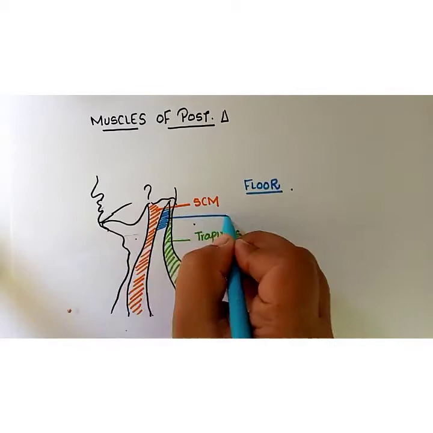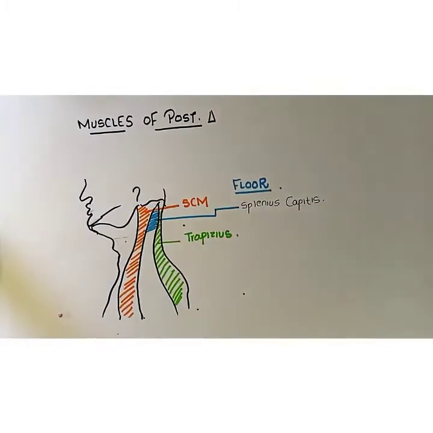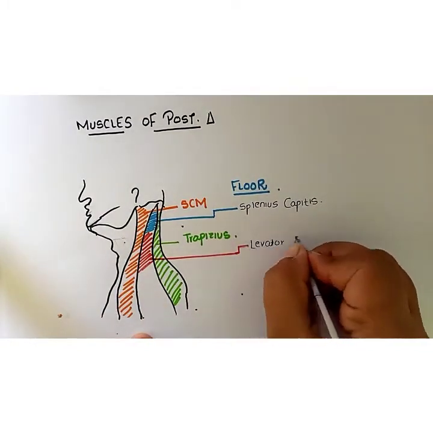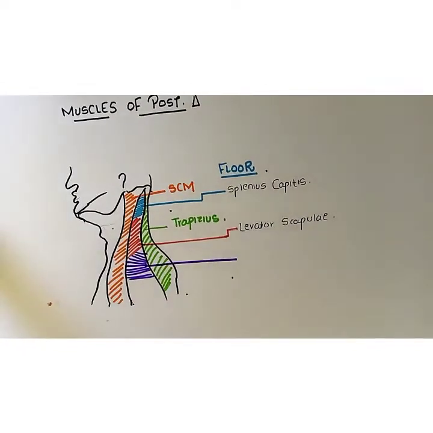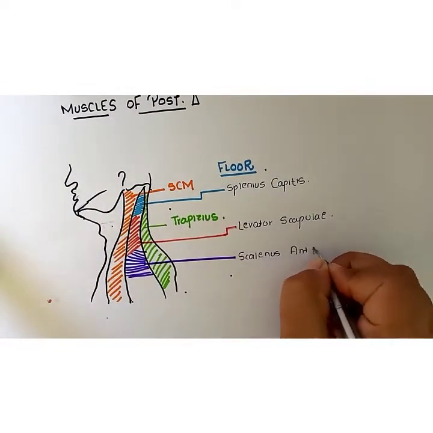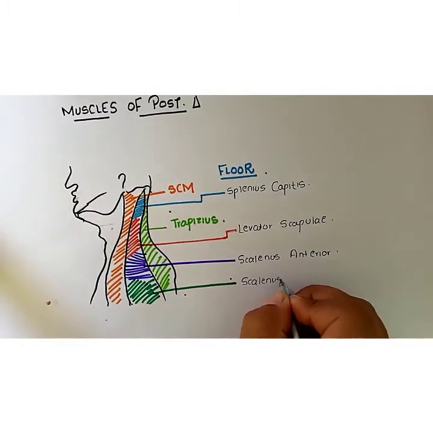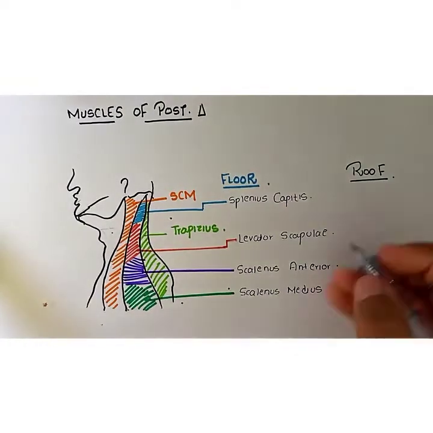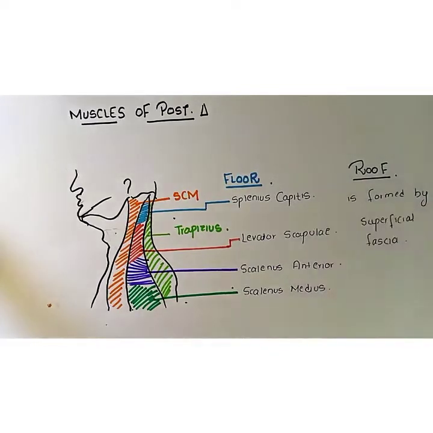So, the muscles responsible for the floor formation of the posterior triangle are the splenius capitis, then the levator scapulae, which lies at the level of C2, and below the levator scapulae is the scalenus anterior, and down to scalenus inferior is the scalenus medius muscle. And the roof of the posterior triangle is formed by the superficial fascia.